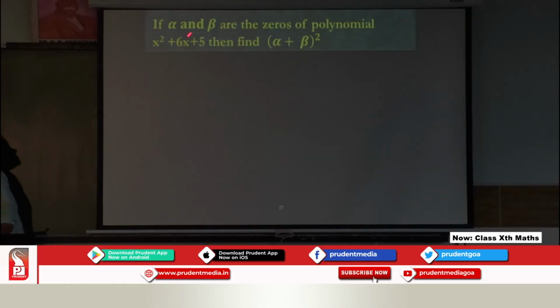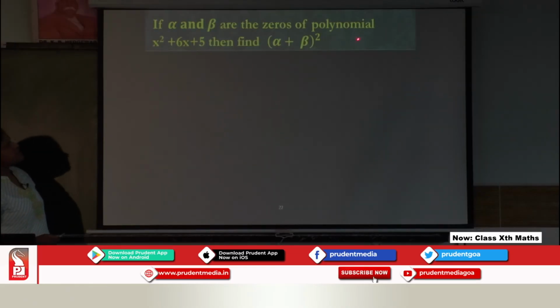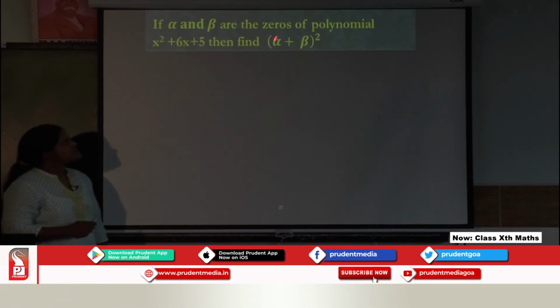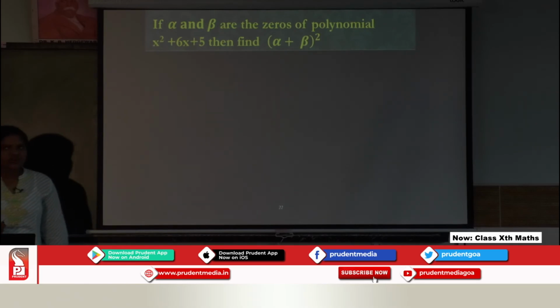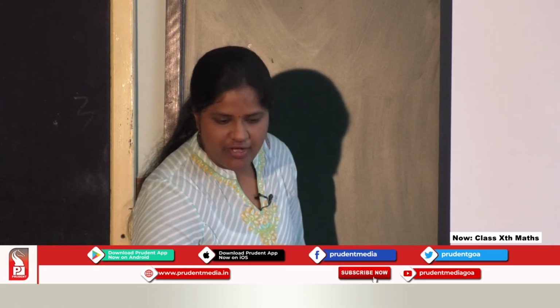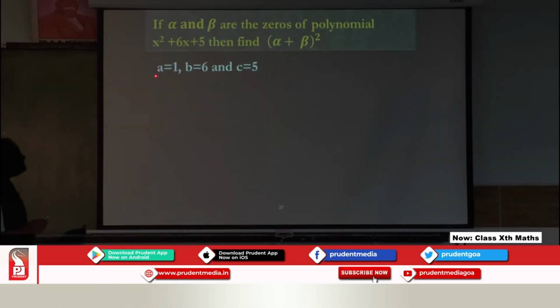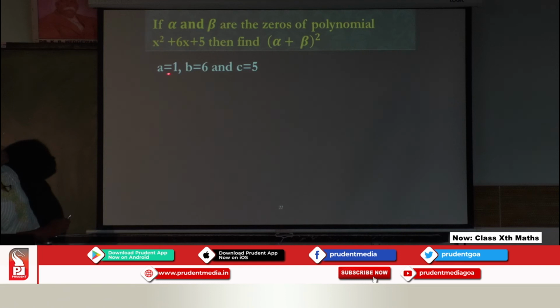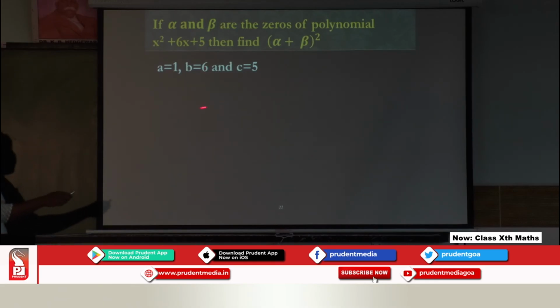Okay? So, if alpha and beta are the zeros of the polynomial x square plus 6x plus 5, then find alpha plus beta the whole square. If you just see here, alpha plus beta means what is asked in the question? Sum of zeros is asked. So first we will find a, b, c. a is 1, since nothing is written here, that means the coefficient of x square is 1. b will be 6 and c will be 5.